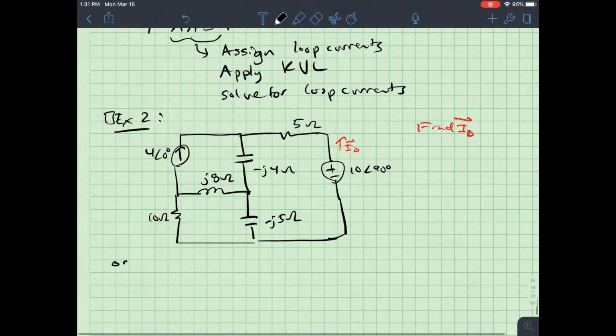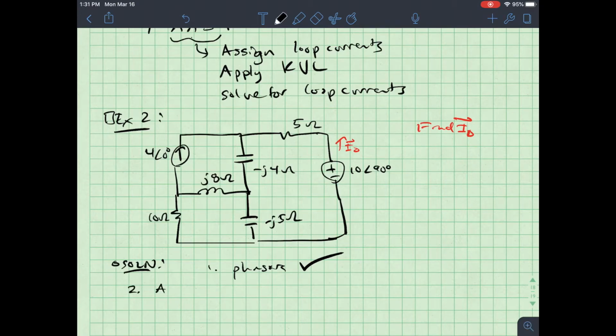All right, solution. First thing we do is phasor form. That's done. Next thing we do is we assign. So let's do that. I'm going to call this loop current I1, this one I2, and this one I3. And what I want to highlight is that I naught is just equal to negative I2. So if I can find I2, then I am done. All right, so let's move on.